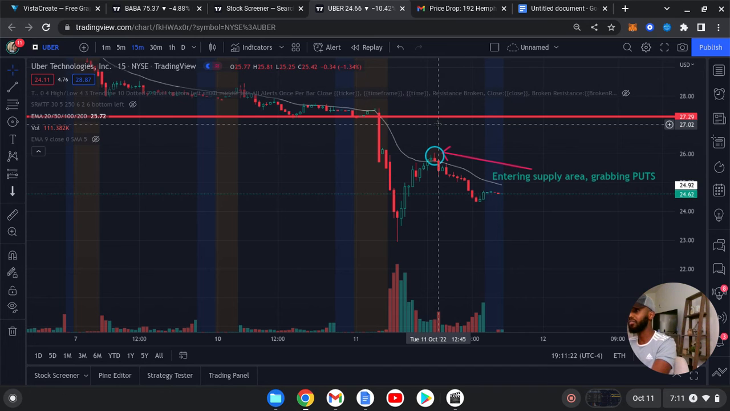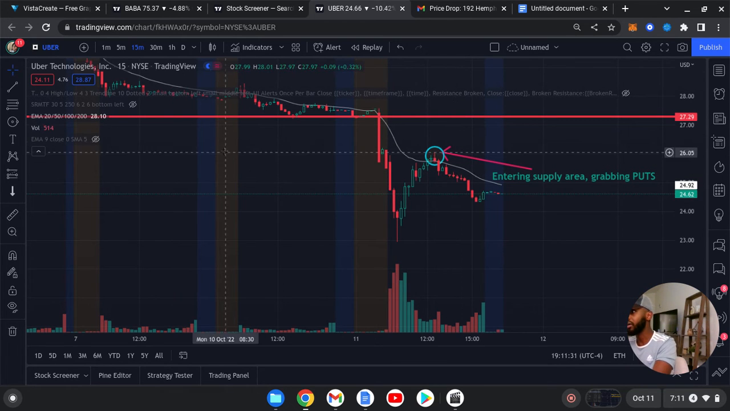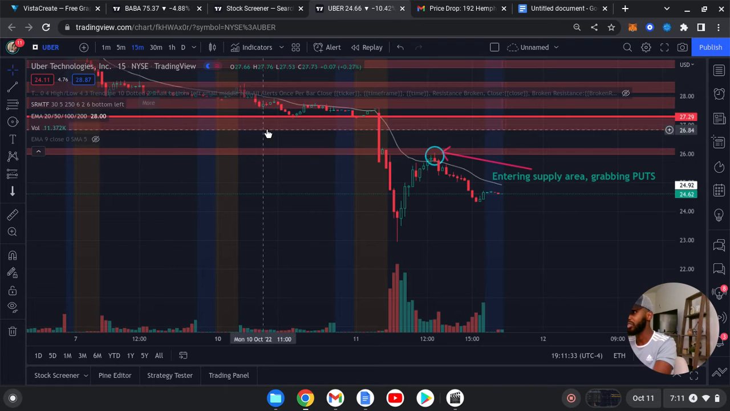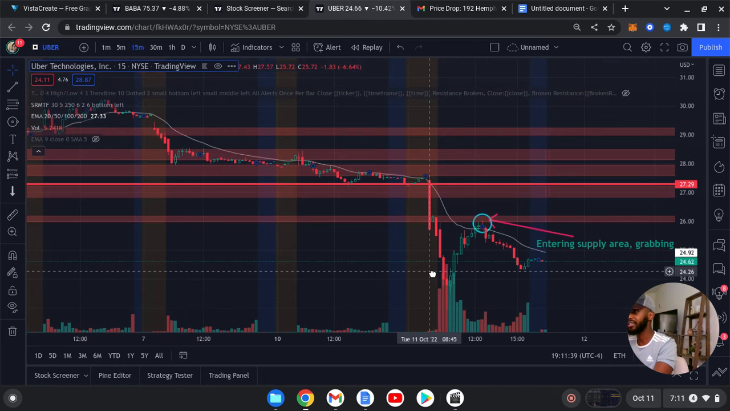So what am I looking for? I'm looking for rejection from either the moving average or my supply levels. So I seen this level for Uber and our 50-day moving average. We can see it has been trading below the 50-day moving average.